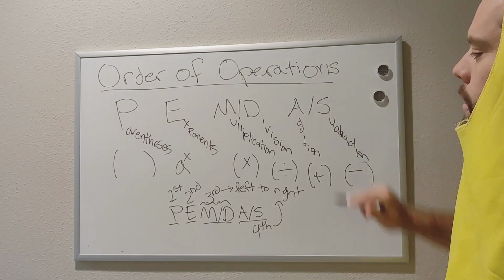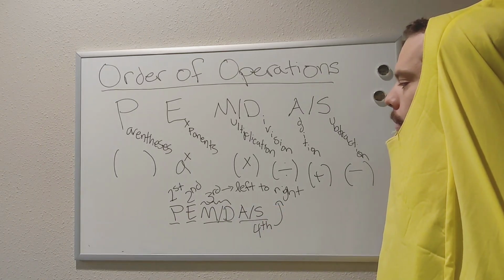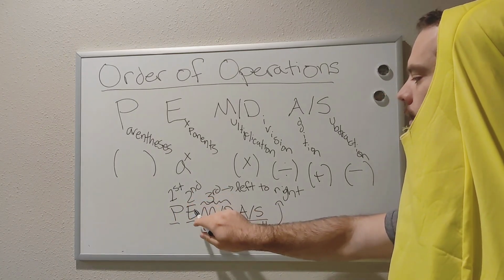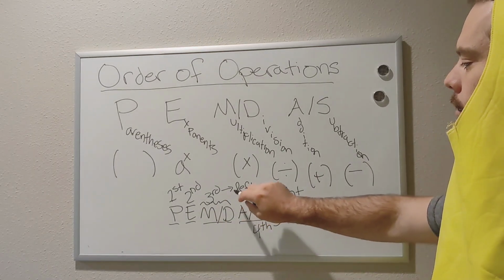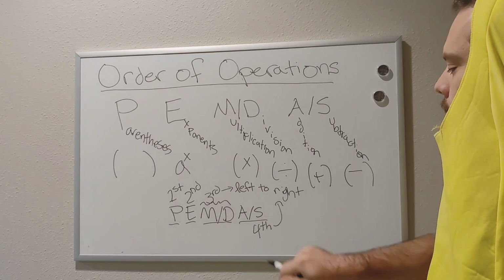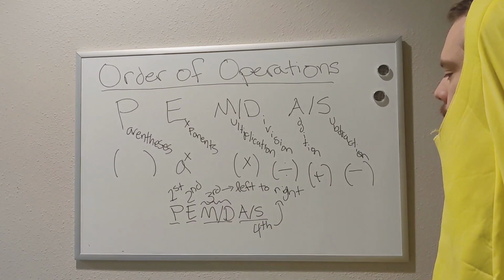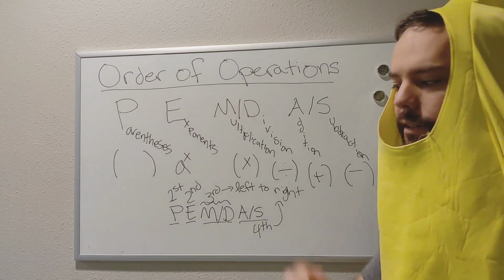So, like I said, PEMDAS is the acronym we want to remember. Parentheses first, exponent second. Third is multiplication and division. We do that from left to right. Last, addition and subtraction. That's our fourth operation. We're going to do that from left to right. So let's jump into some examples.